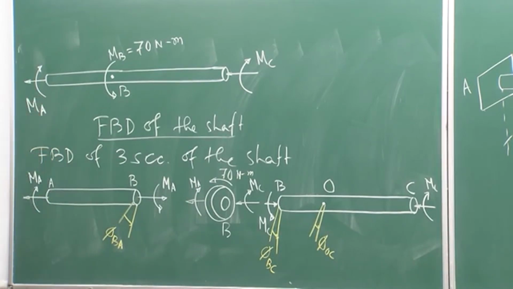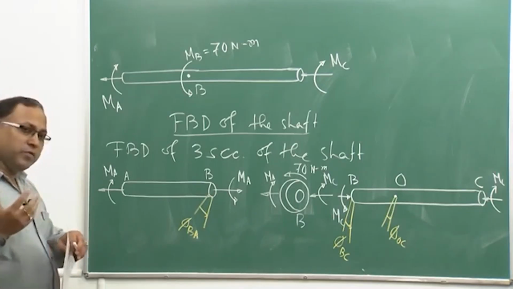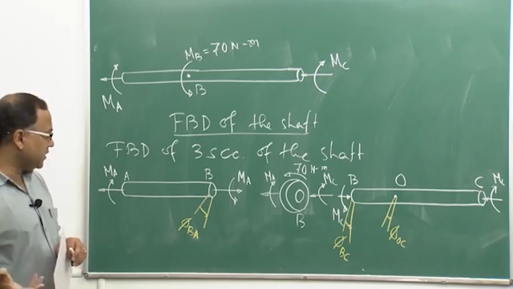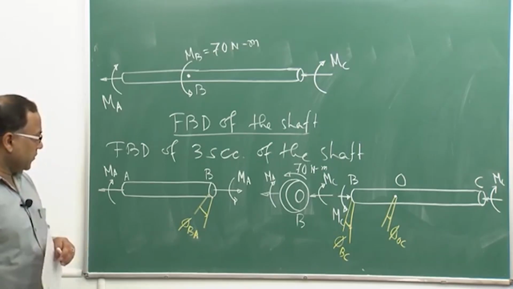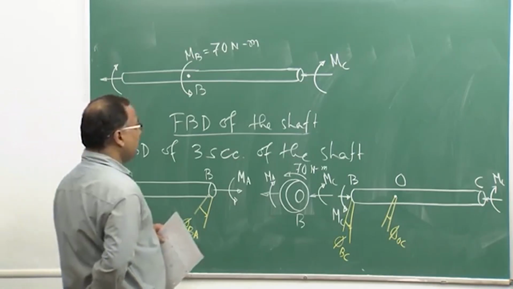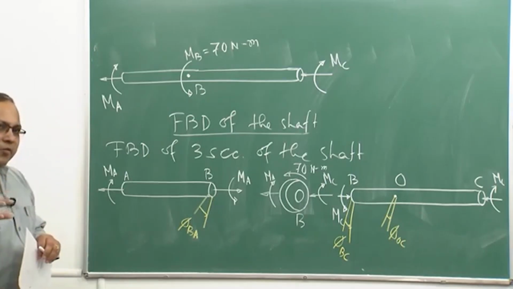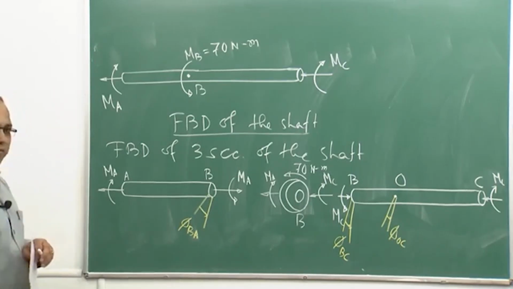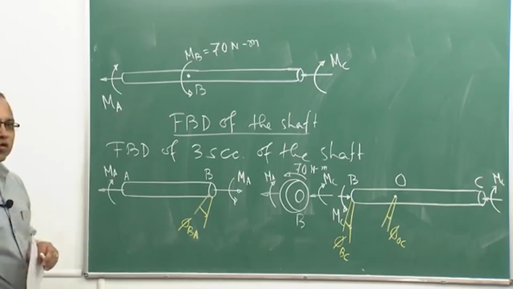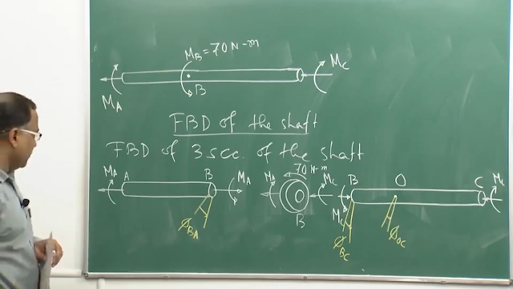Now, still I do not know MA, MC and all those things, right. If we apply the geometric compatibility, then only we will be getting some clue. Let us see how we can get all those clues. But at this moment, what I have done is I have drawn the free body diagram for all the parts of the shaft, whatever I have in the actual problem. Okay.